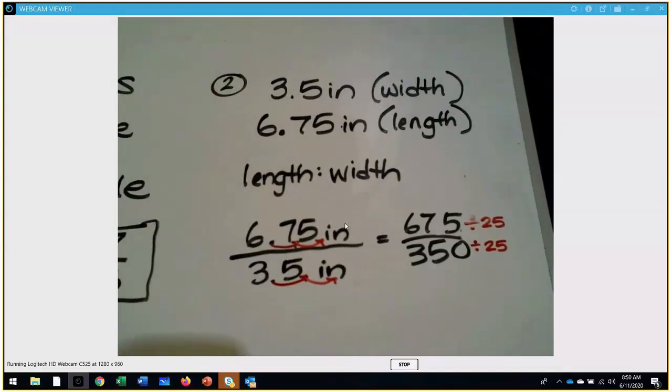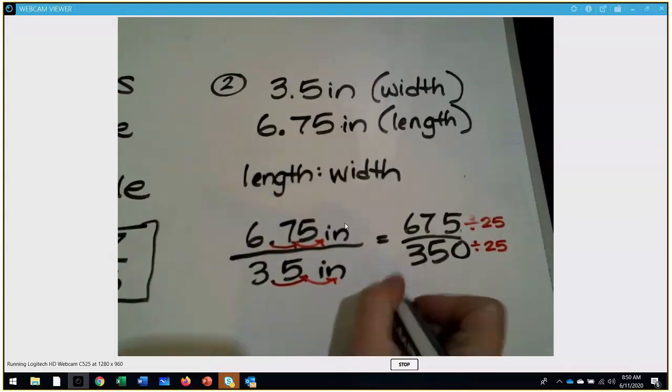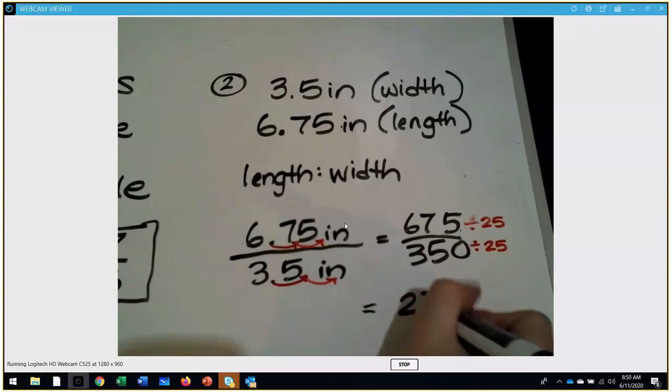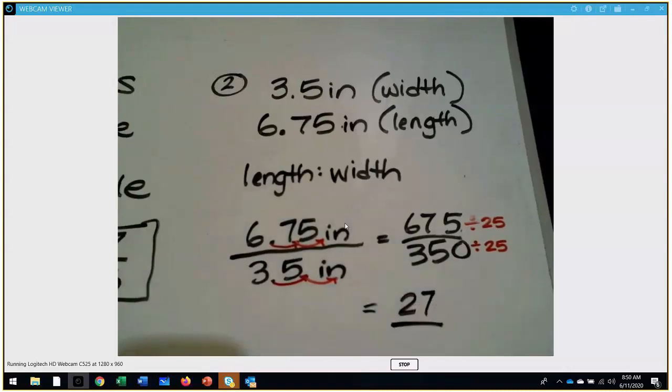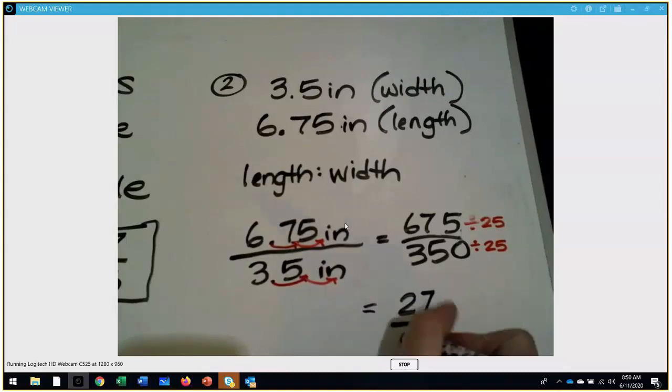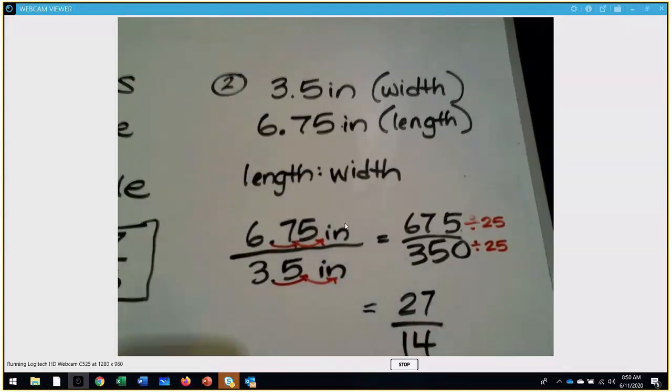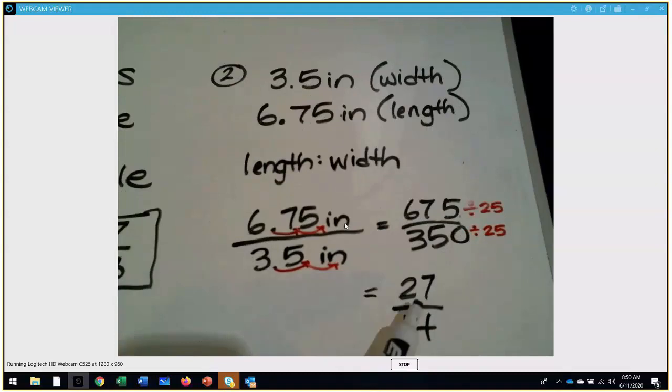675 divided by 25 is 27. And 350 divided by 25 is 14. And nothing else simplifies this, so this is done. So here, now we have a ratio of whole numbers, because there's no more decimals, and it's in lowest terms.